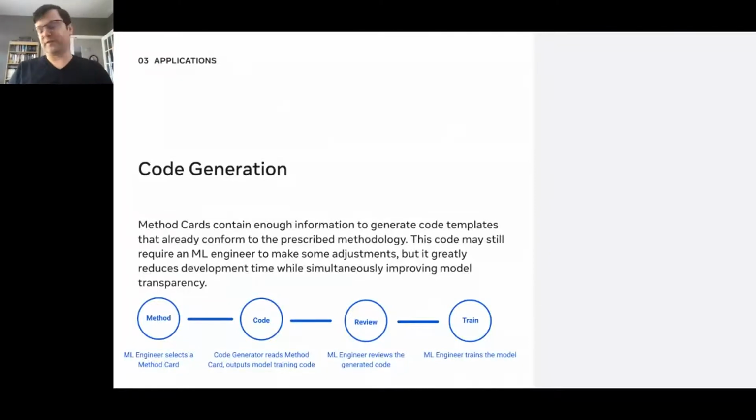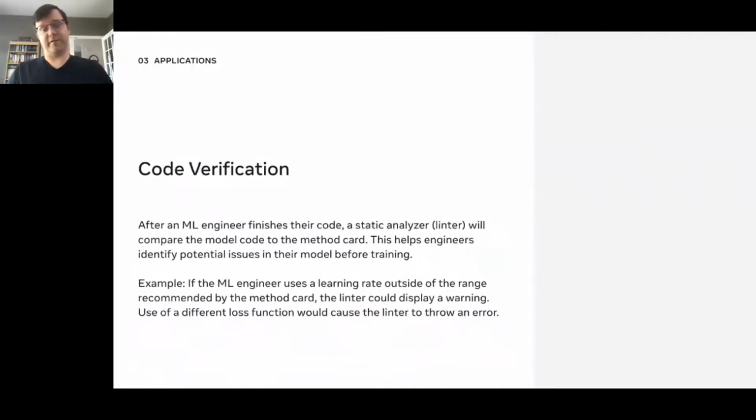So the ML engineer selects the method card once they've identified what they're trying to do. The code generator outputs model training code. Then an ML engineer would go through and review if there's anything that needs to be manually adjusted, and then the engineer would train the model. On the other side, post-training, we would have code verification. We can use that same detailed information to make sure that the code itself is correct using a static analyzer. And then after training, we can also analyze the model to make sure that everything worked as the method was prescribed.